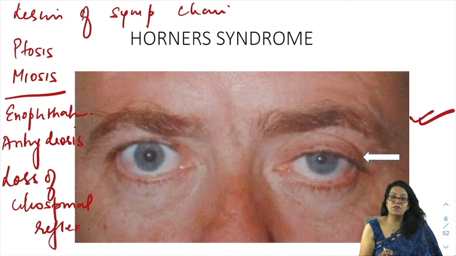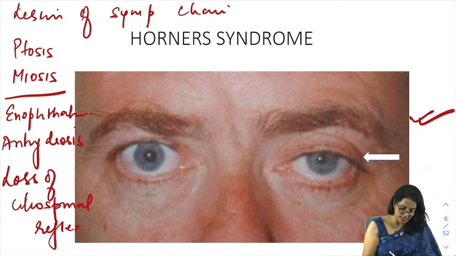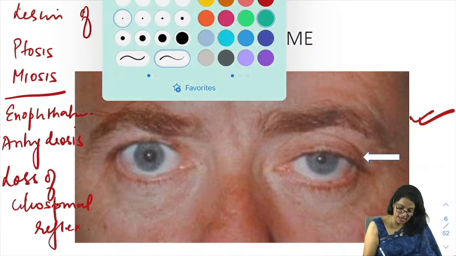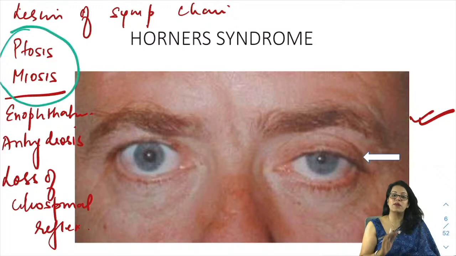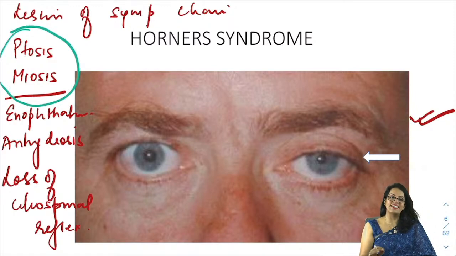The exam question was that Horner's can be described by which two features. So what will you answer? Mainly we have to answer ptosis and miosis. At this point I am not going into too many details of every condition. I am just giving you a quick revision.